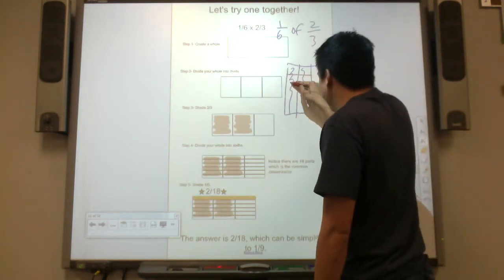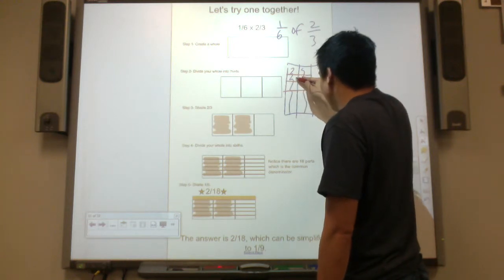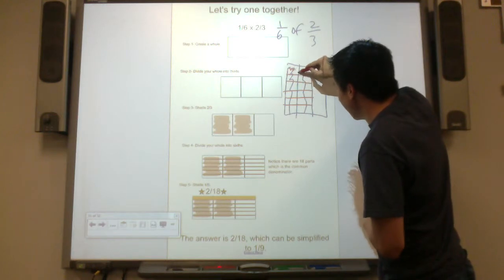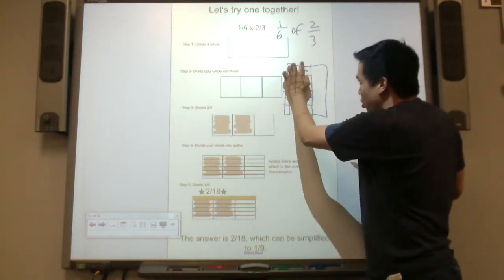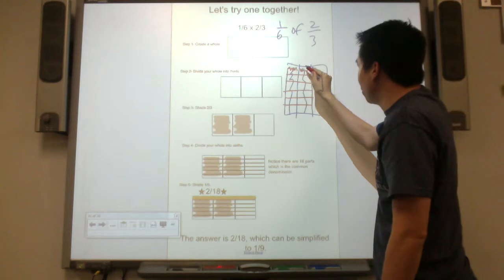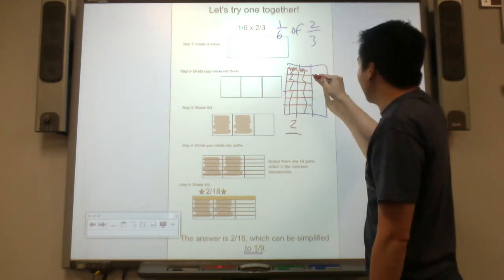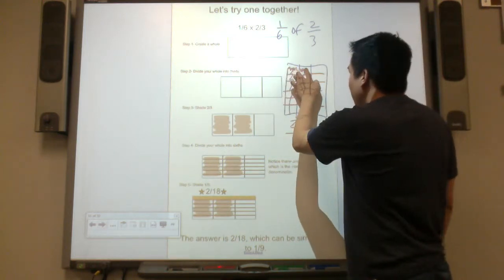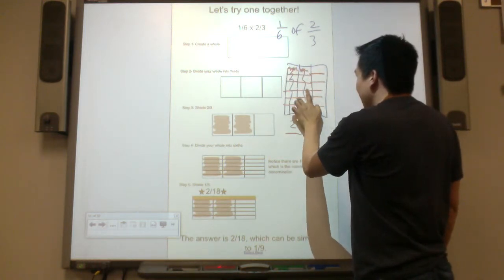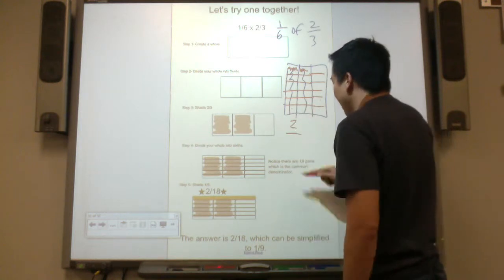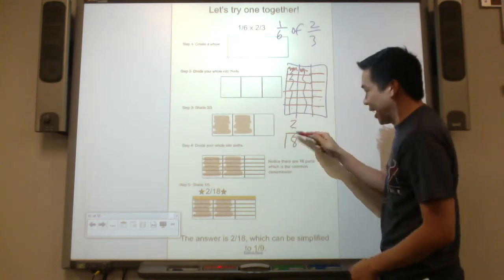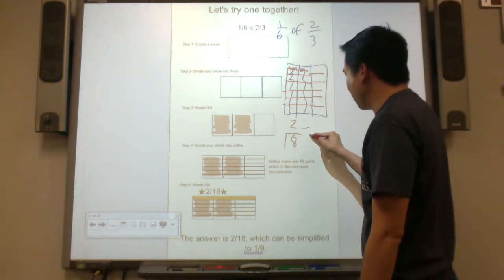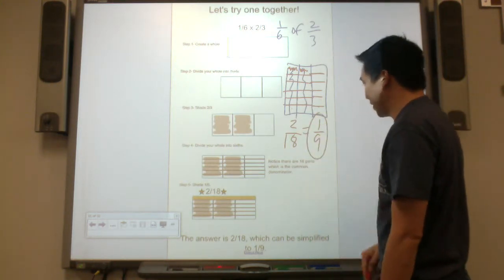So let's divide this into 6. 1/6, 2/6, 3/6, 4/6, 5/6. So 1/6 of this 2/3 is that. That's 2 out of, oh, I forgot to stretch this line. Out of how many pieces? 1, 2, 3, 4, 5, 6, 7, 8, 9, 10, 11, 12, 13, 14, 15, 16, 17, 18. So it's 2 parts out of 18 whole. It's 2/18, which simplifies to 1/9.